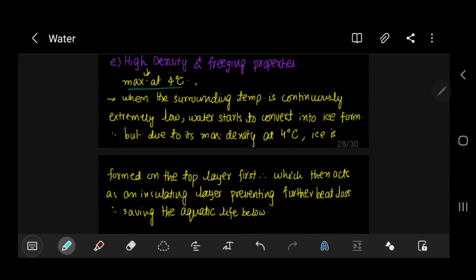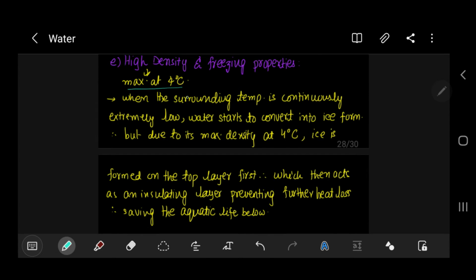Why? Because of the different arrangements of water and ice, due to hydrogen bonding. Ice has fixed hexagonal rings, and water continuously changes its rings. We don't need to go into that. So unlike other substances, the maximum density occurs at 4 degrees. That means ice is less dense than water.